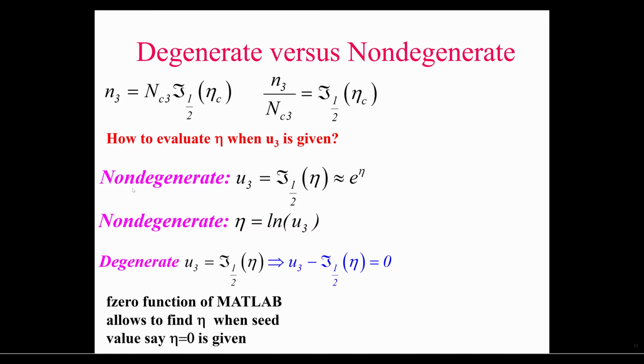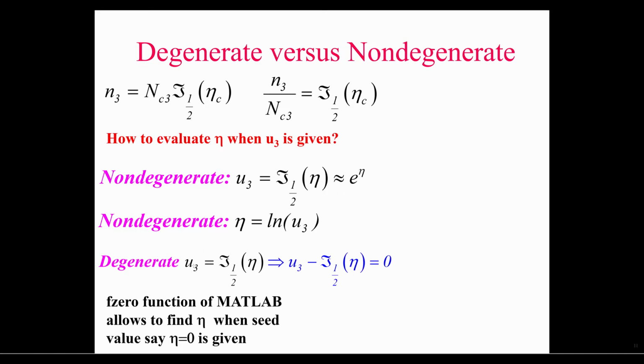So in most non-degenerate cases, you'll find that when you divide this one, we name it U3, most of the time you can simplify the Fermi-Dirac integral into an exponential expression like this, exponential eta, and if you move things around, you'll get eta equals ln U3. But for degenerate cases, you cannot simplify that into an exponential.